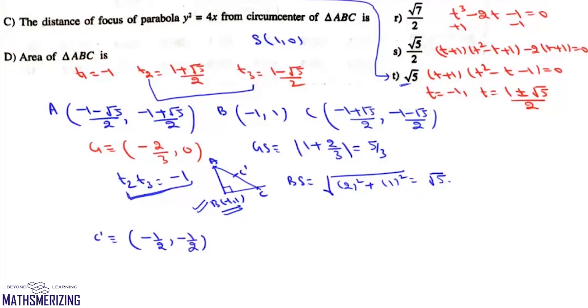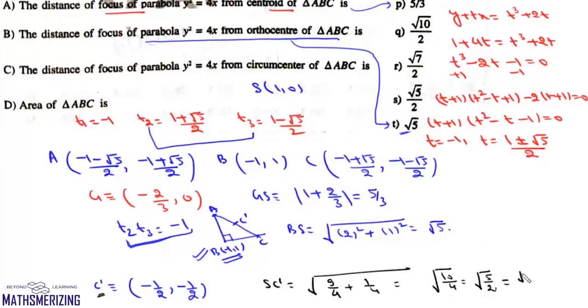So distance of circumcenter from focus will be under root of, now 1 minus 1 by 2 will be 3 by 2. So 3 by 2 square is 9 by 4 plus 1 by 4. So it should be under root of 10 by 4, which is simply root 5 by 2 or under root 10 by 2. And that's your option Q.